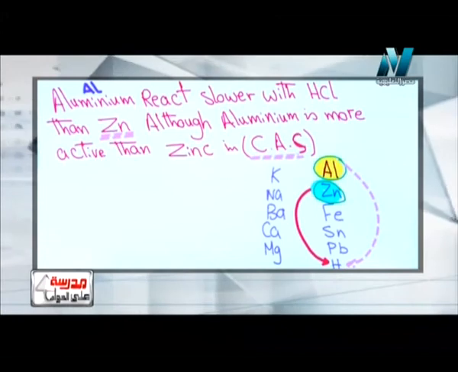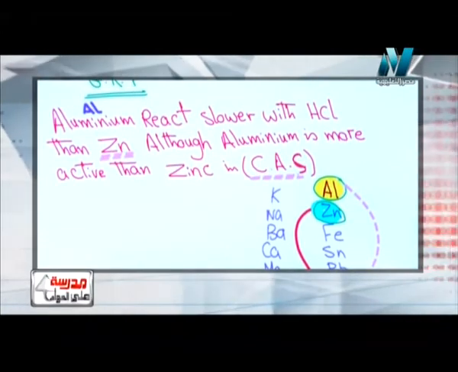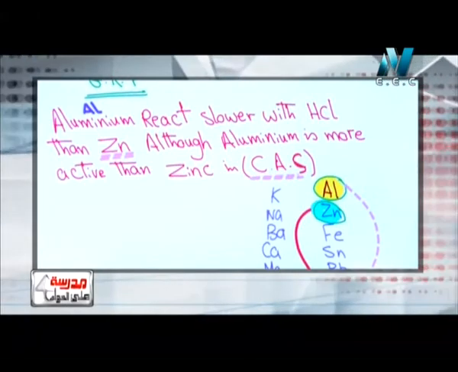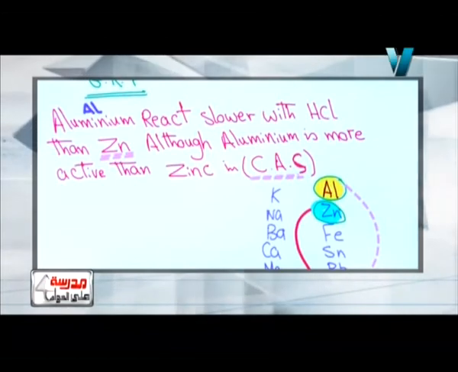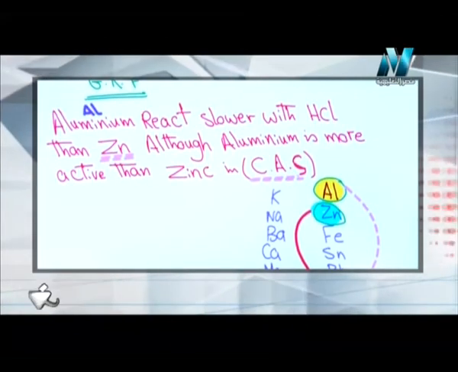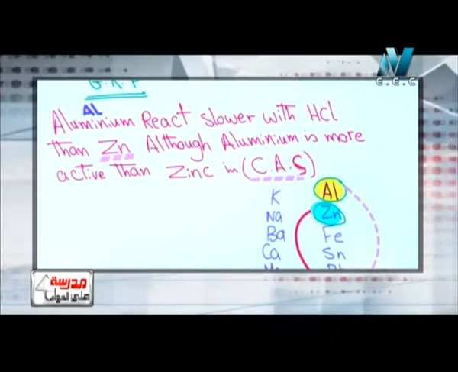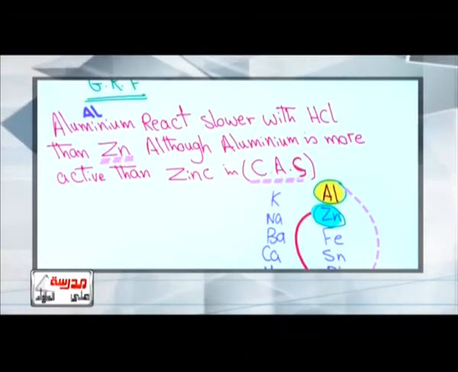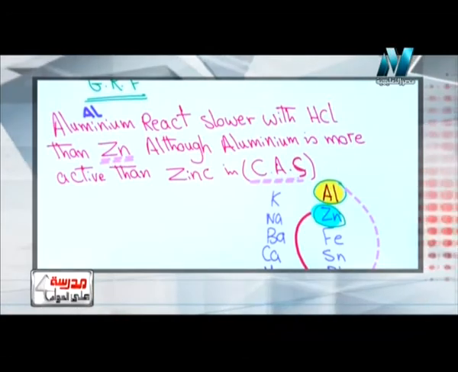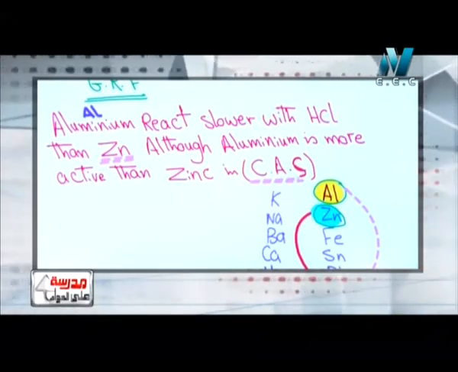That is the meaning of the question. I hope you copy this question to answer or try to answer on our Facebook group, and at the same time maybe by phone in the next episode, God willing. As you can see, the question in front of us: aluminium reacts slower with hydrochloric acid than zinc, although aluminium is more active than zinc in the chemical activity series.